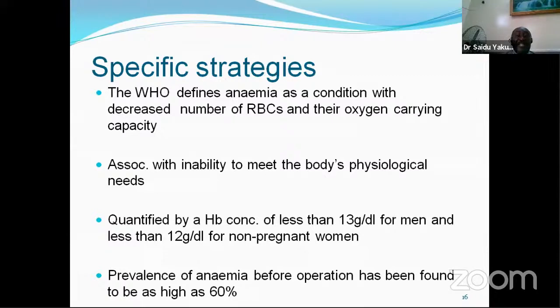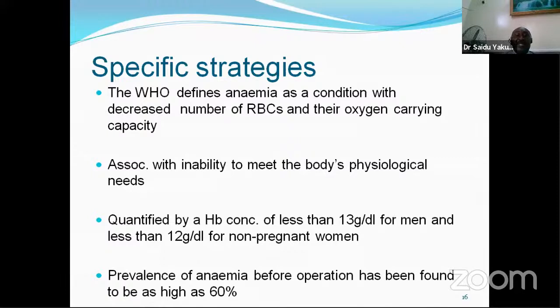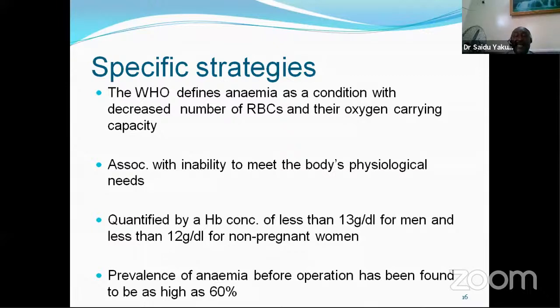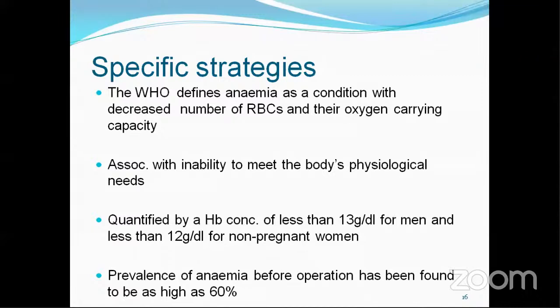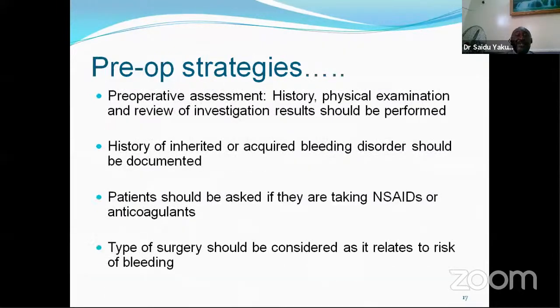The World Health Organization defines anemia as a condition with decreased number of red cells and their oxygen carrying capacity. It is associated with inability to meet the body's physiologic demand. It is defined by a hemoglobin concentration of less than 13 grams per deciliter for men and less than 12 grams per deciliter for non-pregnant women. Prevalence of anemia before operation has been found to be as high as 60%, so it's a serious condition.